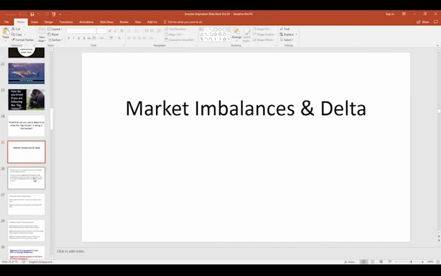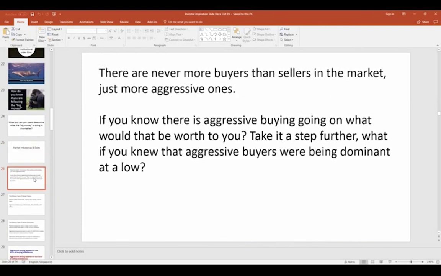Remember I explained what a market imbalance was: when you have more aggressive buyers or sellers. Now, in the old days, lazy brokers, when the market would go up and you'd ask them why, would say, well, there's more buyers than sellers, which is completely misunderstanding the market. You'd never have more buyers than sellers in the market. What you have on a market moving up is more aggressive buyers, and on a market moving down, more aggressive sellers than buyers.